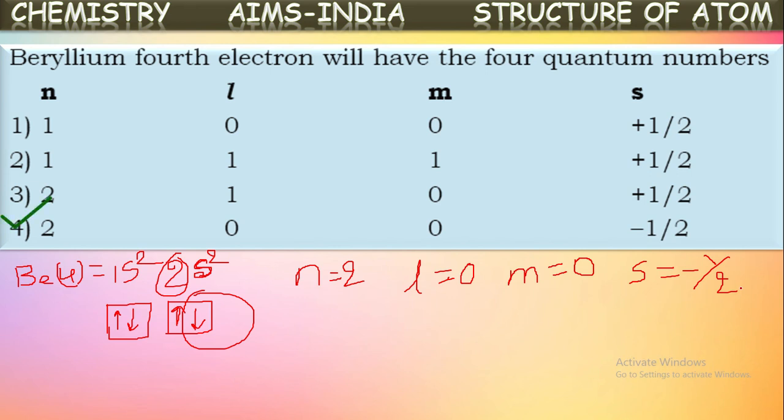Got it? If we know the electronic configuration, then we can write the set of quantum numbers for any electron in this way. So the n value is given based upon the shell in which it is located, and the l value is based upon the subshell in which that electron is present.